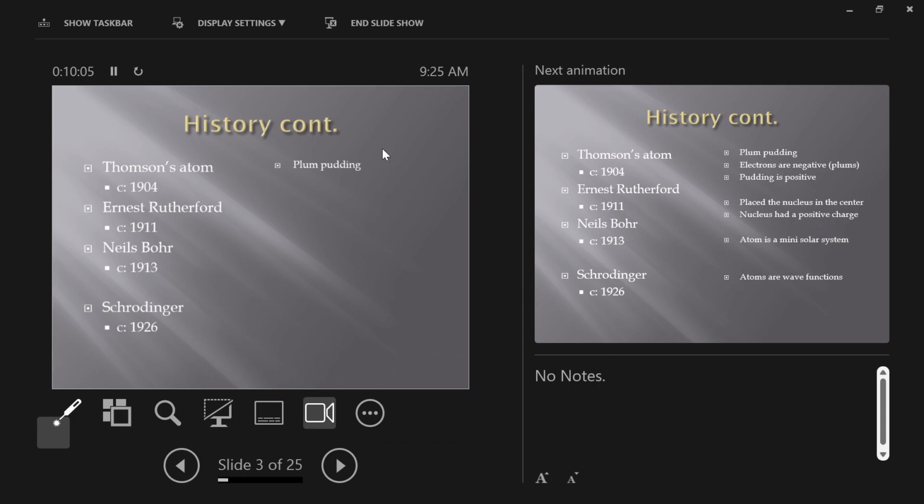So in the plum pudding, the electrons are negative, the plums are raisins, and then the pudding is just a positive charge. And that was Thomson's idea. Turns out he was wrong, but he got something right. He got right that there were equal positive and negative charges. That was an important step.